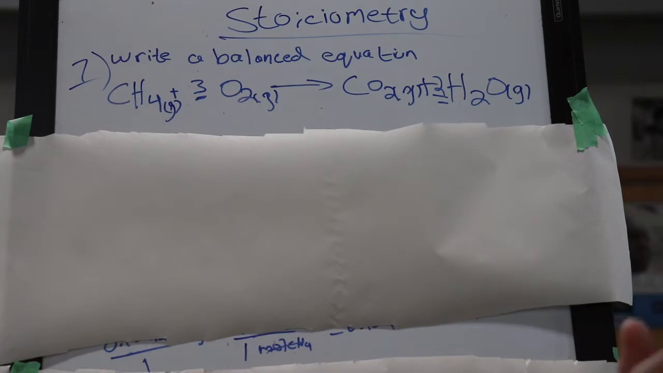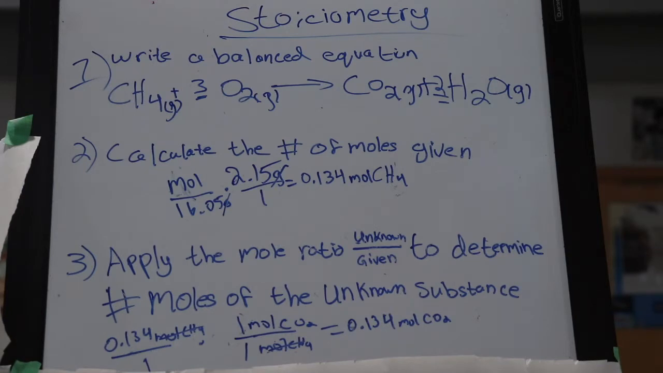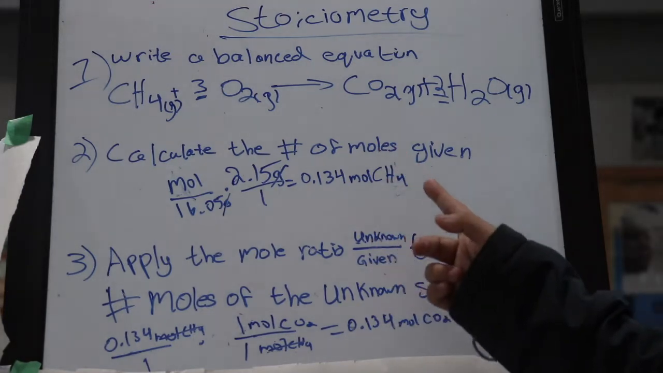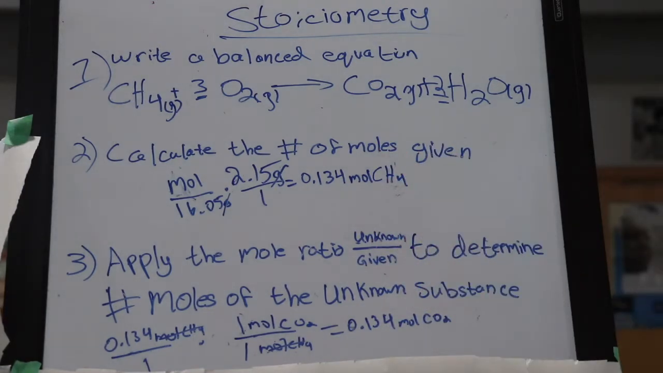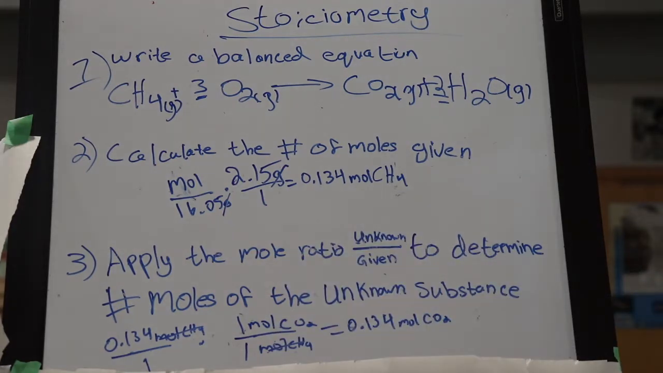Step 2 of stoichiometry: you have to calculate the number of moles given. In the question, we were given 2.15 grams of methane, so we have to convert that to moles.